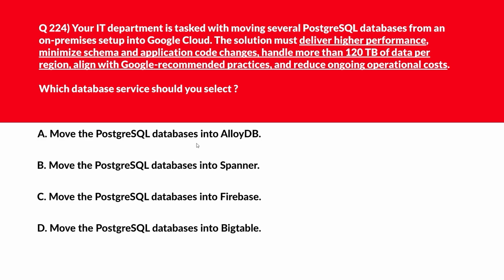Let's keep it. Now option B, Spanner supports global scale but forces schema redesign and application rewrites, which will increase migration effort, leading to operational cost. Wrong answer. Let's move to option C.